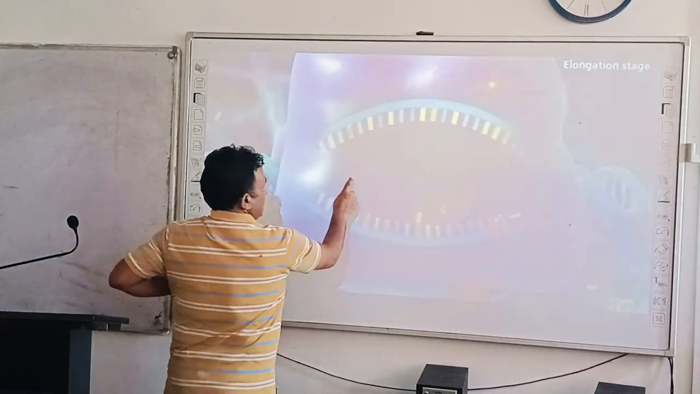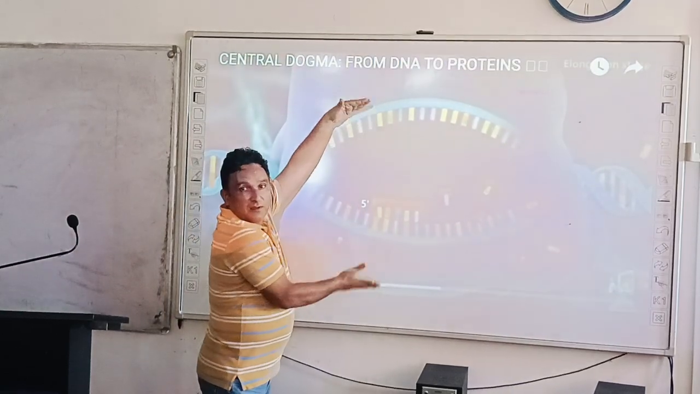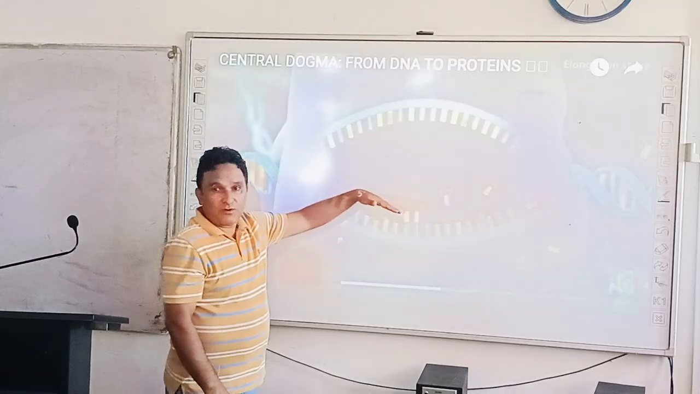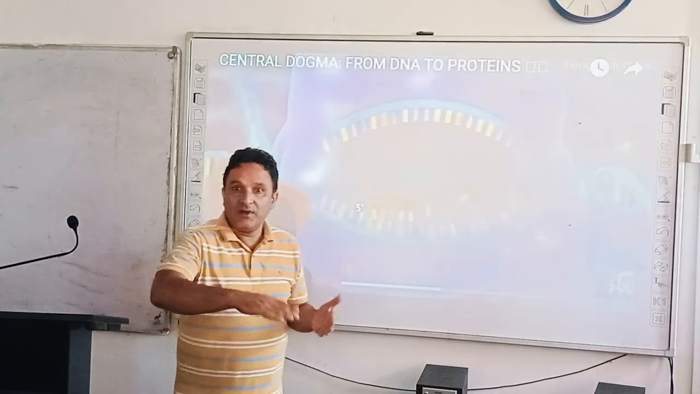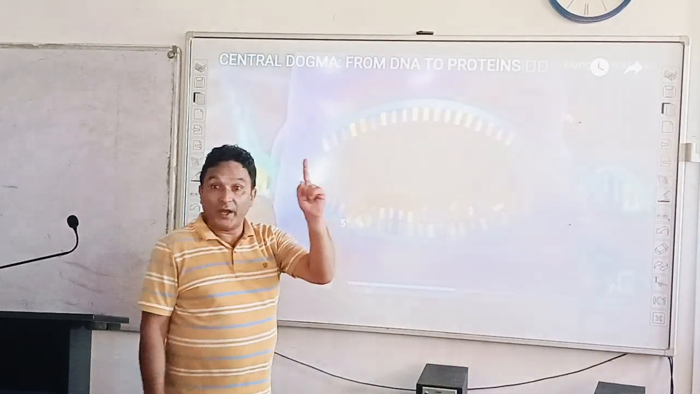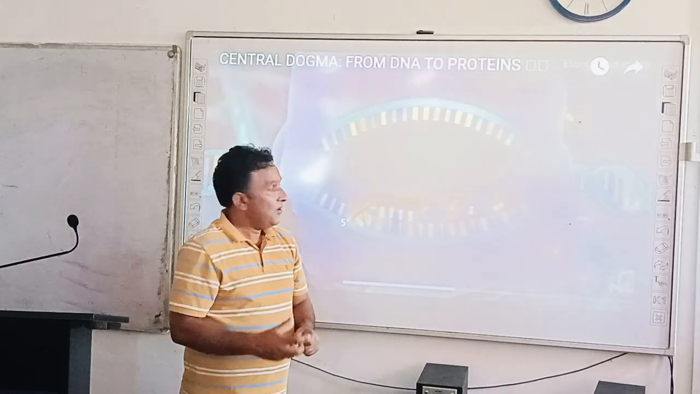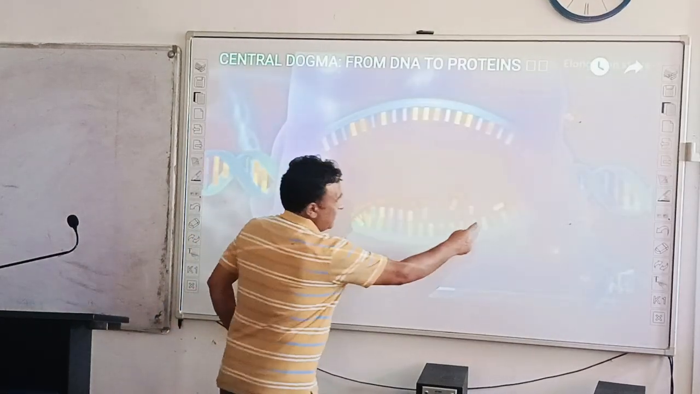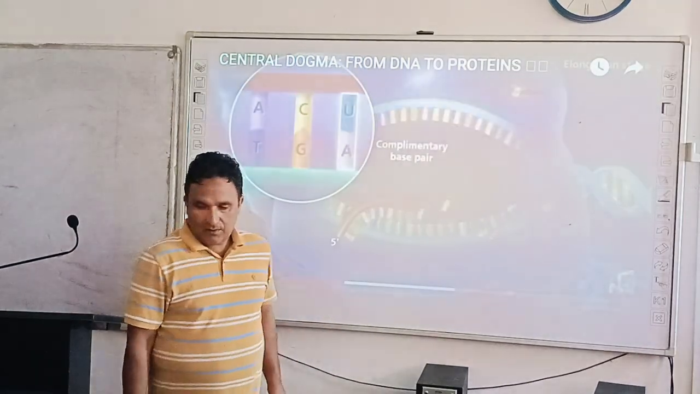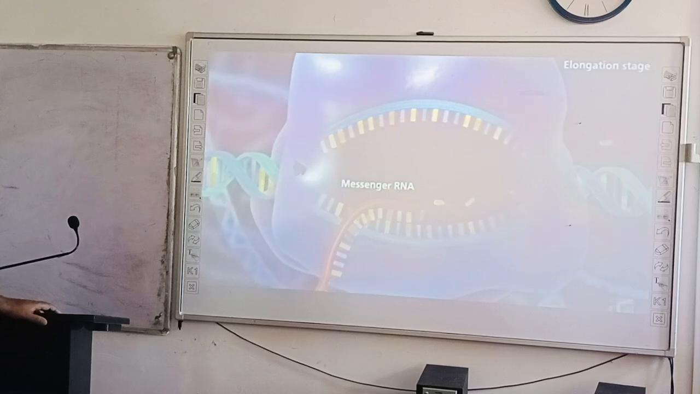Then during elongation, the RNA polymerase slides along the template DNA, and the complementary strand is made. This is done by RNA polymerase. Polymerase means it polymerizes ribonucleotides, which pair up with the template bases. The RNA polymerase links nucleotides to the 3' end of the growing RNA molecule.